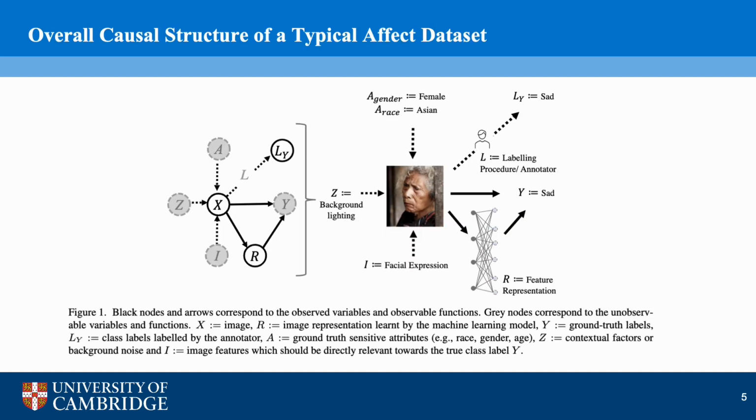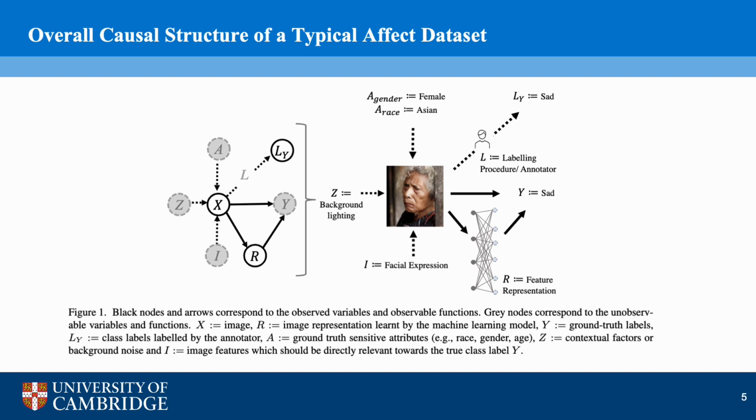So the first contribution here involves formulating bias in affect recognition causally. Here in Figure 1, we have an overall causal structure of a typical affect dataset. First, note that the black nodes and arrows correspond to the observed variables and observable functions.